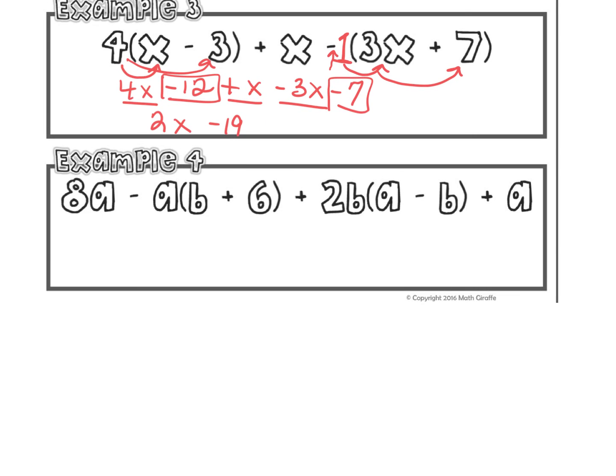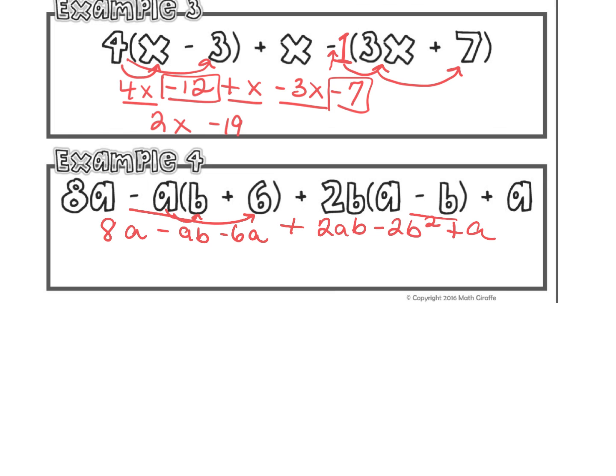In example 4, we have to do a little bit of distributive property as well. So this is negative a times b is negative ab. Negative a times positive 6 is negative 6a. We're just going to bring this one down. We'll combine it later. Plus, and this is 2b times a, so that's going to be 2ab. And then 2b times negative b is going to be negative 2b squared. And then you have this a on the end.